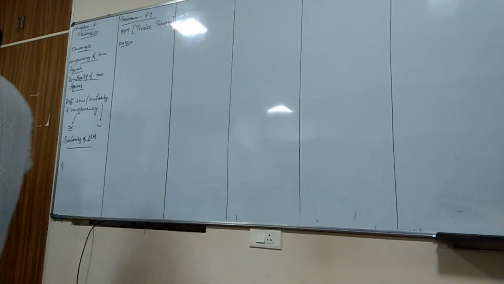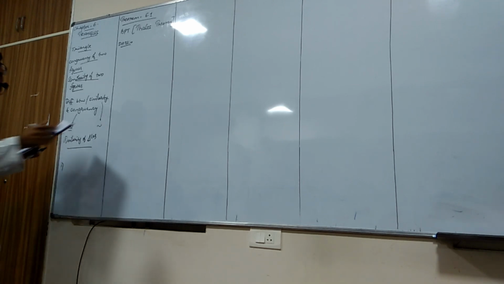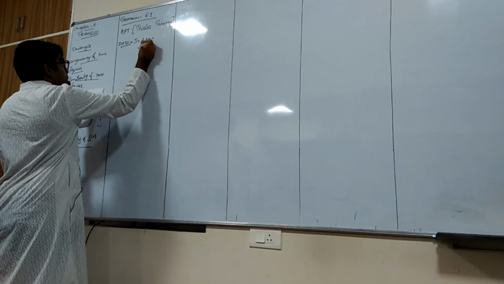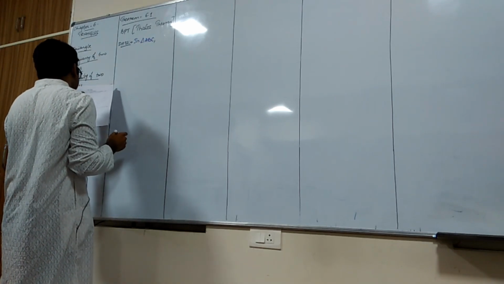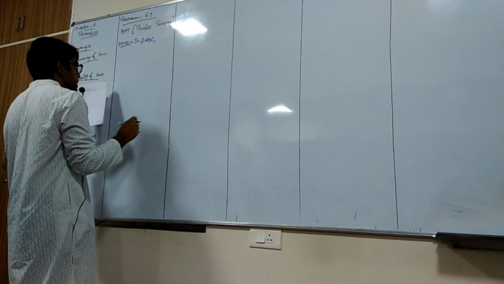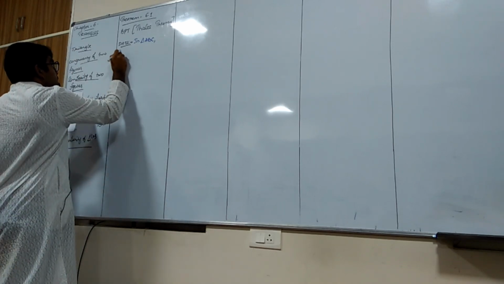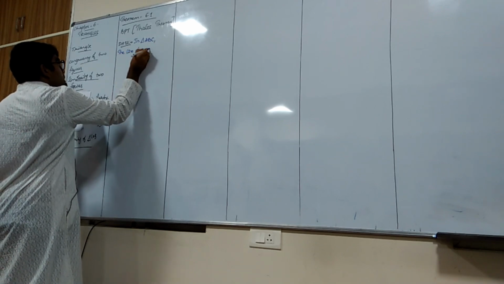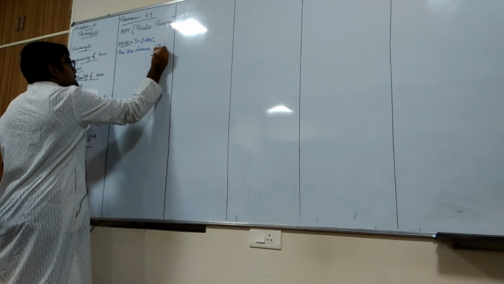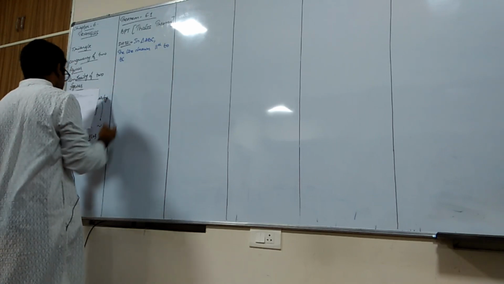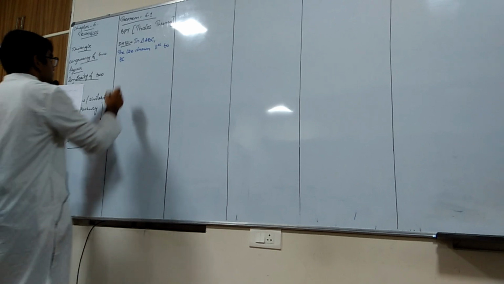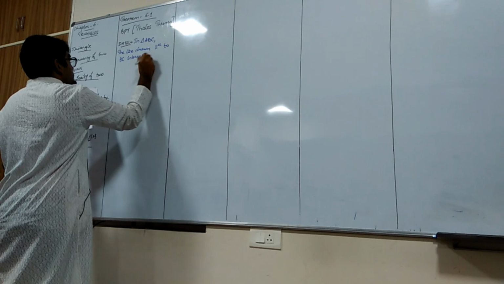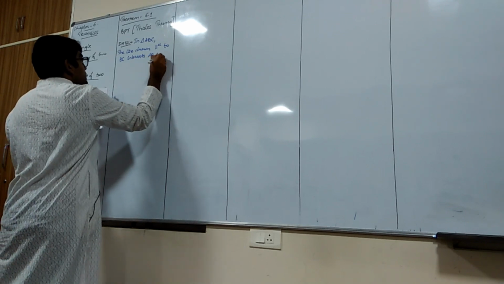ABC is a triangle. In triangle ABC, the line drawn parallel to BC intersects AB and AC at two distinct points.